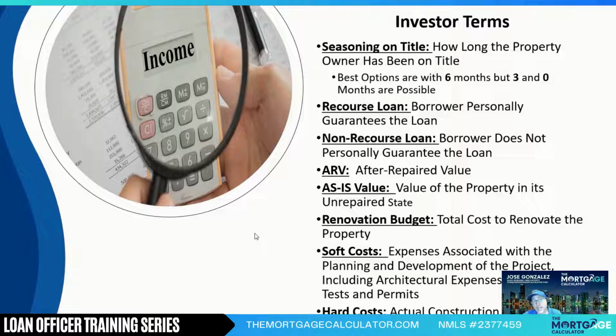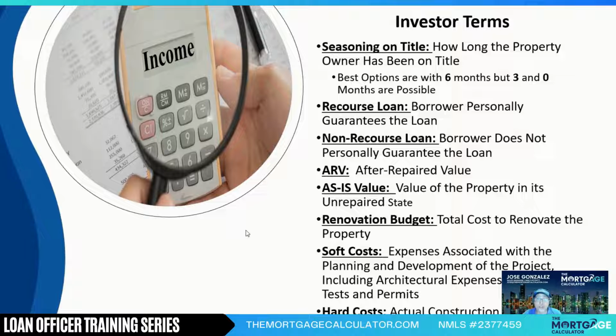ARV refers to the after repaired value, which is the value of the property after it's repaired. Pretty self-explanatory there. As-is value is the value of the property in its unrepaired state, usually what they paid for it. The renovation budget is the total cost to renovate the property.